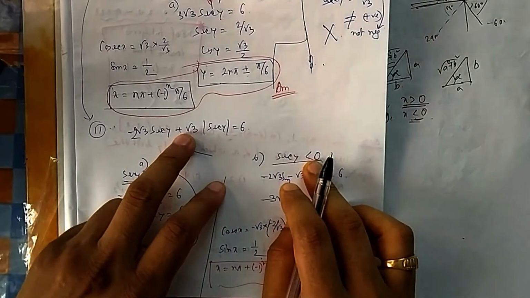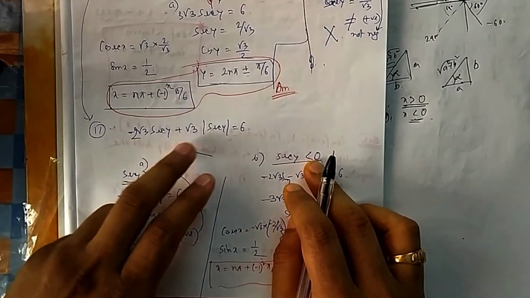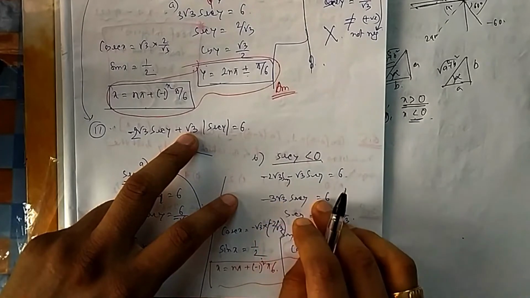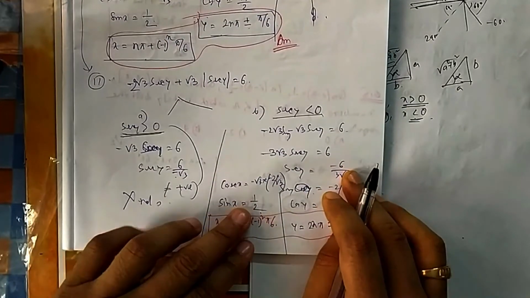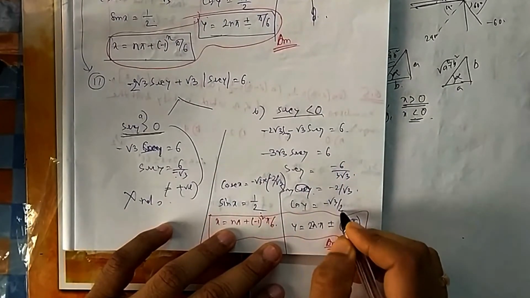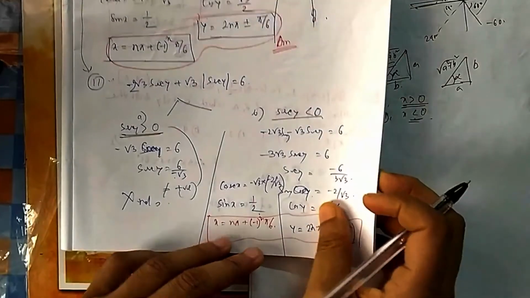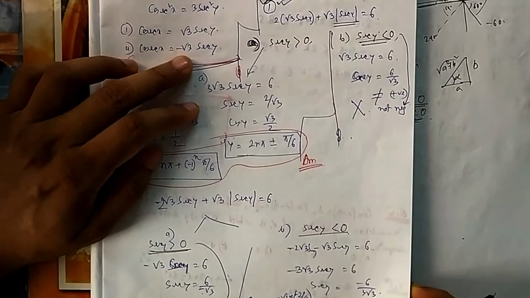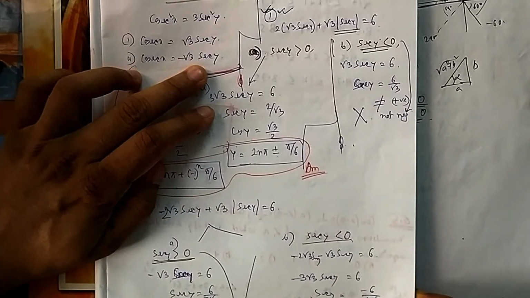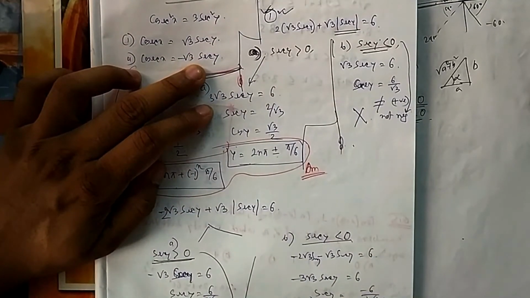If it is less than 0, then the minus will come. So minus 2 root 3 minus root 3 minus 3 root 3 sec y is equal to 6. Sec y is equal to this, or cos y equal to this. Once you know sec y, then you put it there. What is the equation? This equation I have used, the second equation. You put sec y here, so you will find cosec x.